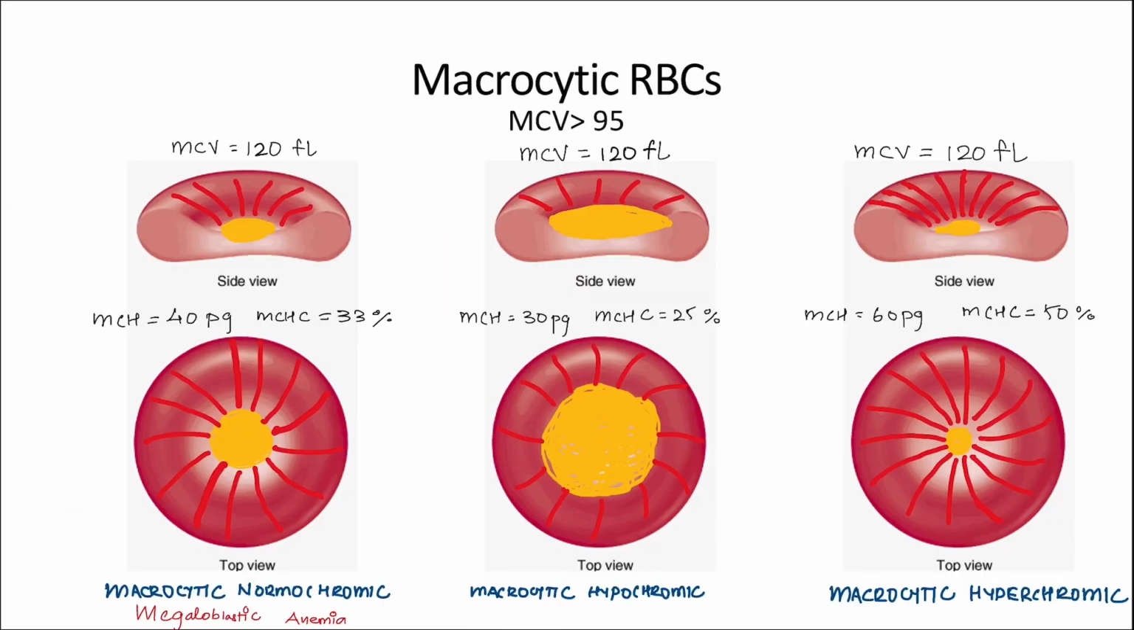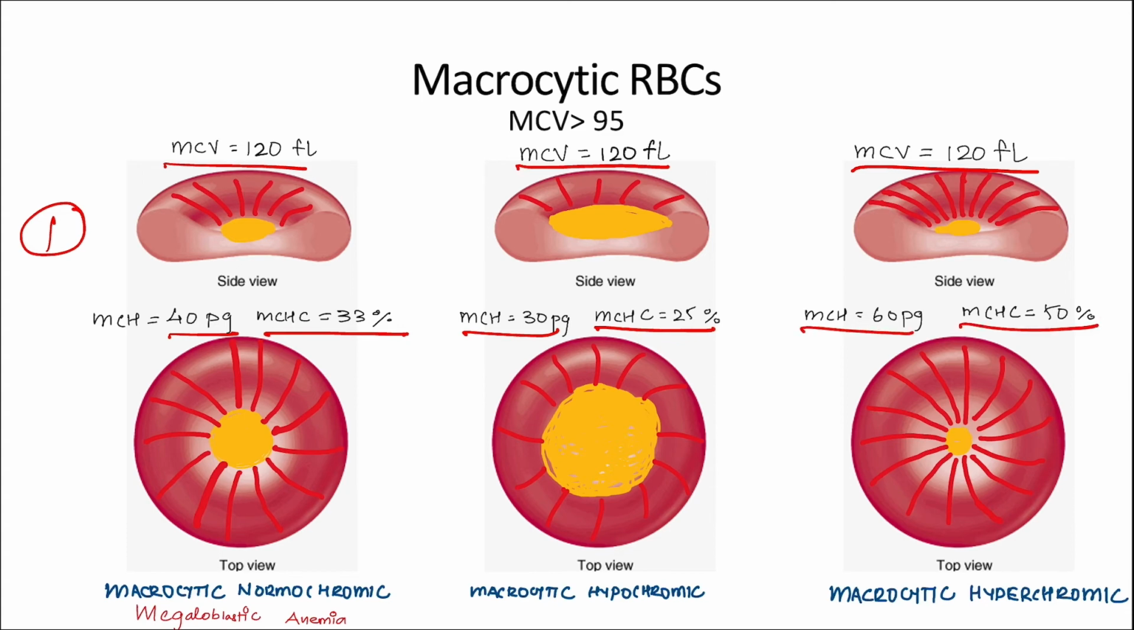Now let's talk about macrocytic RBCs. What do we mean by macrocytic RBCs? The larger ones, with a mean corpuscular volume greater than 95 femtoliters. If you see here, I have put larger diagrams of RBCs, all of them having an MCV of 120 femtoliters. Cell 1 has an MCH of 40 picograms while MCHC is 33%. Cell 2 has an MCH of 30 picograms while MCHC is 25%. And in cell 3, MCH is 60 picograms while MCHC is 50%.